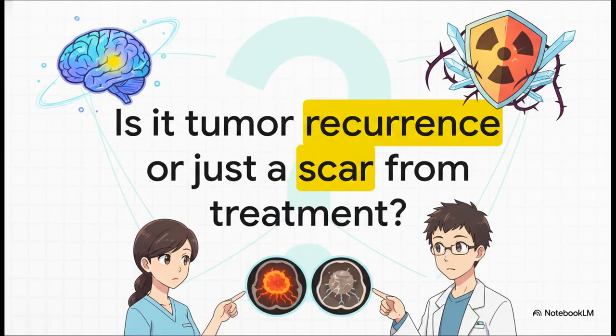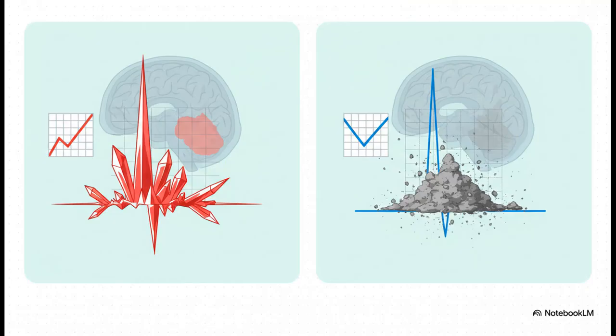And that brings us to our final and maybe our toughest challenge. Imagine this. A patient had a brain tumor. They got treatment like radiation, and now, on a follow-up scan, there's a new spot that's lighting up. So the question is, is the tumor back, or is that just scar tissue from the treatment, something we call radiation necrosis? On a normal MRI, they can look exactly the same. It's a huge problem. So how do we solve it?